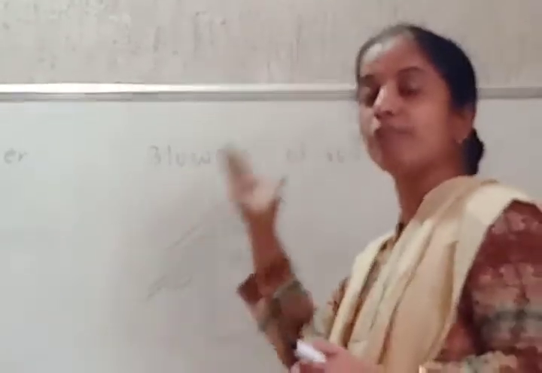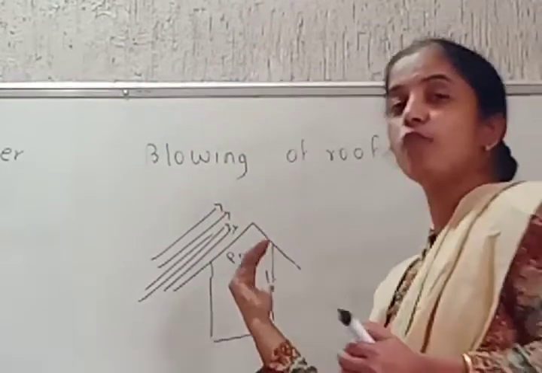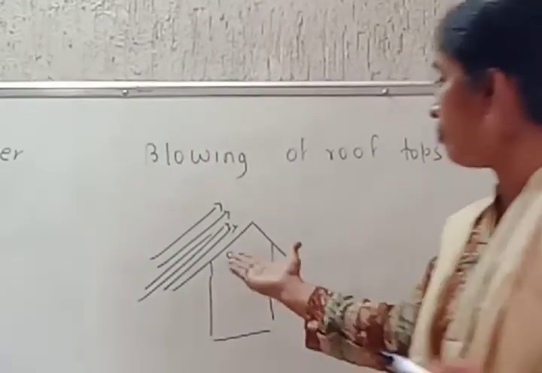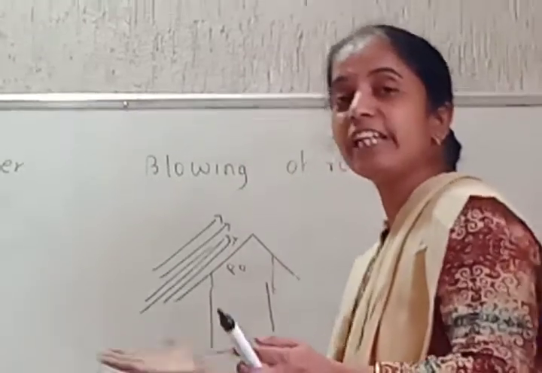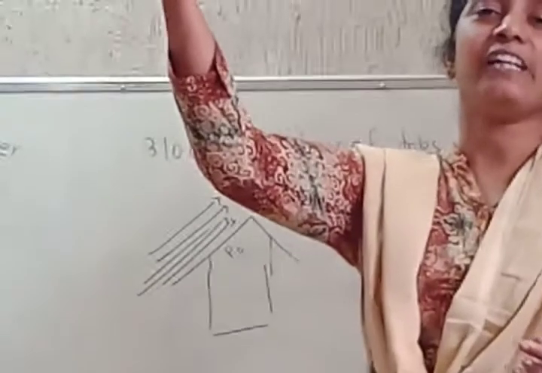Pressure on the rooftop is higher, pressure below the rooftop is less, and that is the atmospheric pressure which is more than enough to lift that roof.